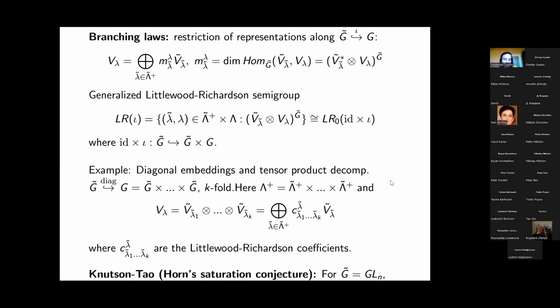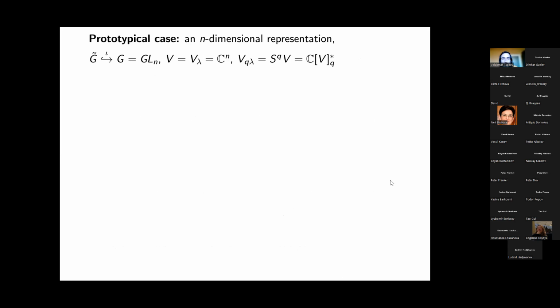Well, further methods have been found and refined, but they're still handling separate cases, even for diagonal embeddings. So we'll see something more about the saturation problem later on, with some simple case that we have worked on. So the prototypical case, besides the diagonal embeddings in these branching laws, let's go back to the invariants and really see the prototypical situation for invariants.